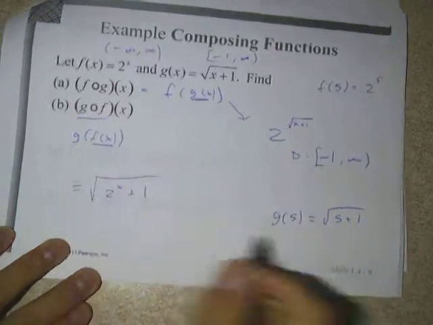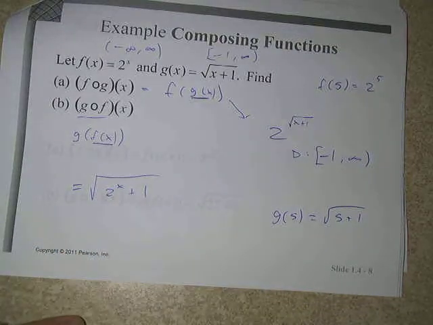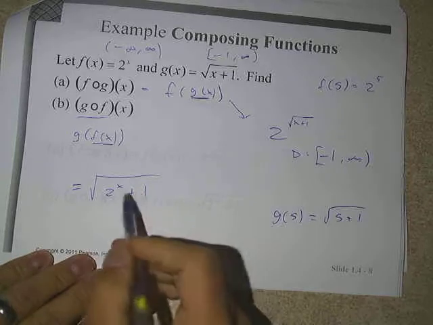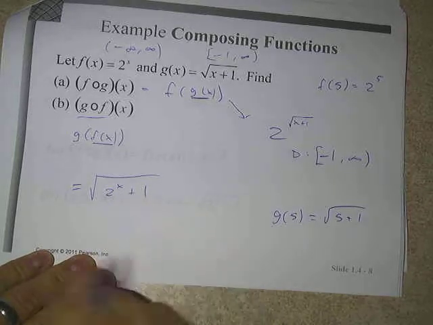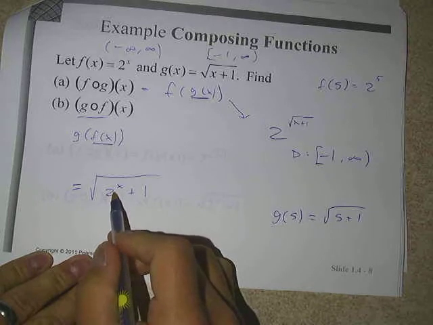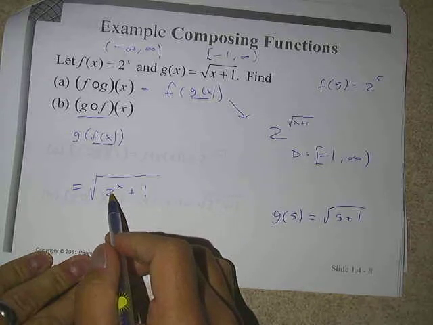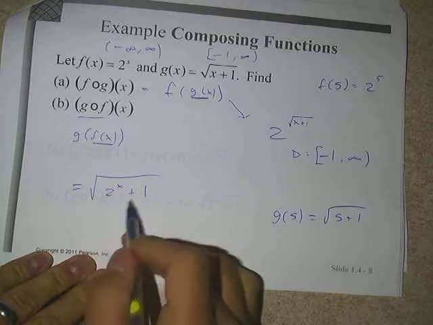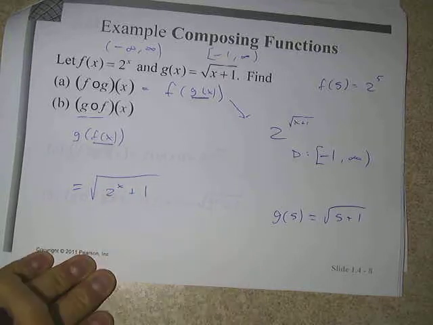If I want g of 5, I'm putting a 5 in for any x's I see over here on the right. So when I want g of f of x, what am I replacing all x's with? I'm replacing it with the function f. And this is now my new equation.